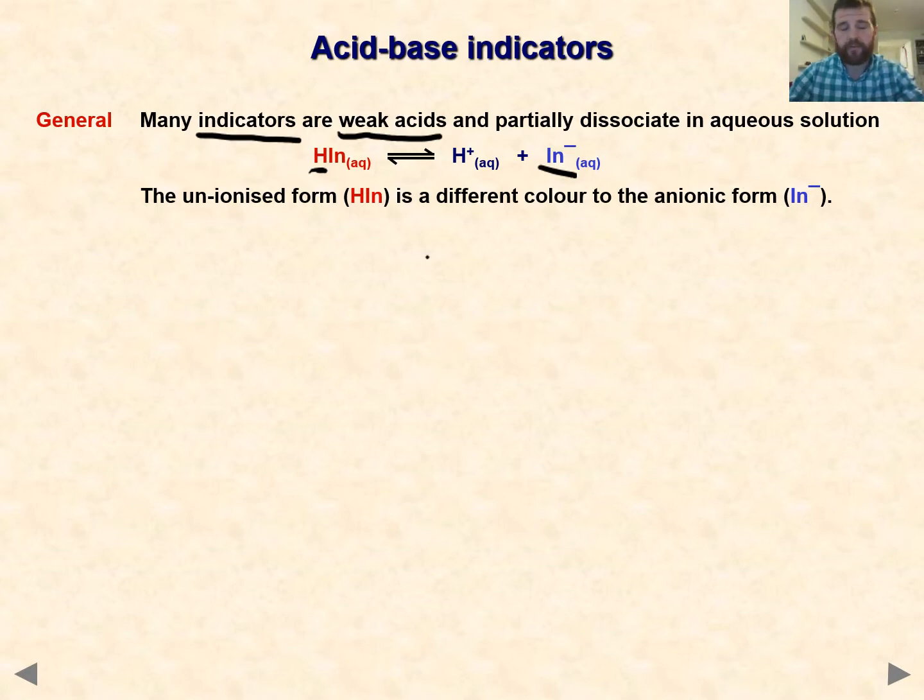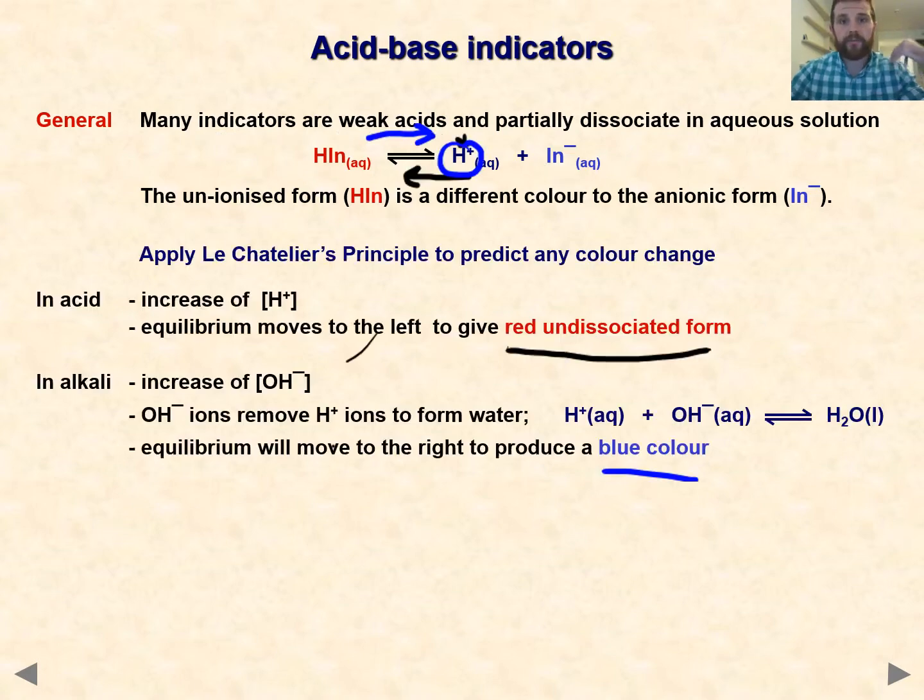So now that we've talked about weak acids and bases, we now have a better understanding about how indicators work. So we use just Le Chatelier's principle to predict any color change. As we add in H+, the equilibrium is going to shift to the left, giving us this red color. If we add in OH minus, so if we are adding in a base, we are removing H+. So it's going to shift to the right and give us this blue color. So that's how these indicators work.